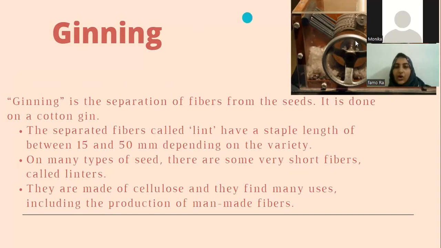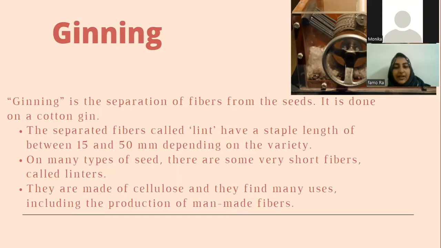It is done on a cotton gin. There is a picture of the cotton gin where the seed is separated from the cotton fiber. The separated fibers are called lint. That is the first process from the cotton seed, using a gin. They have a staple length of between 15 to 50 millimeters depending on the variety. There are a lot of varieties of cotton, so depending on the variety, the length also differs.